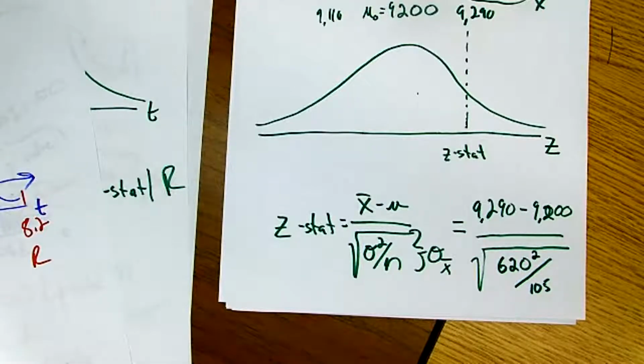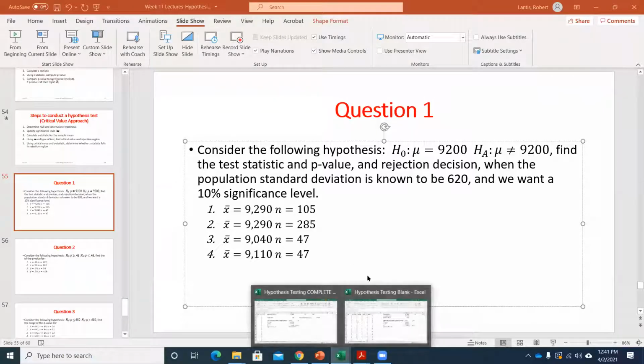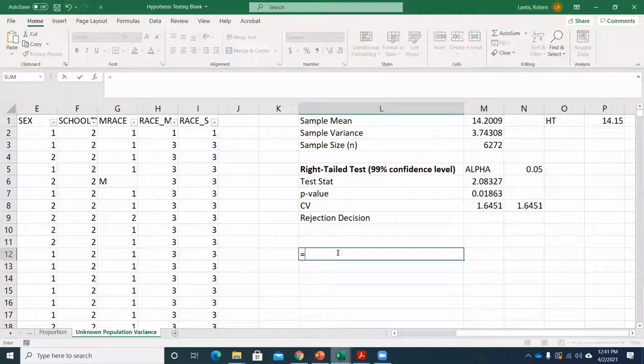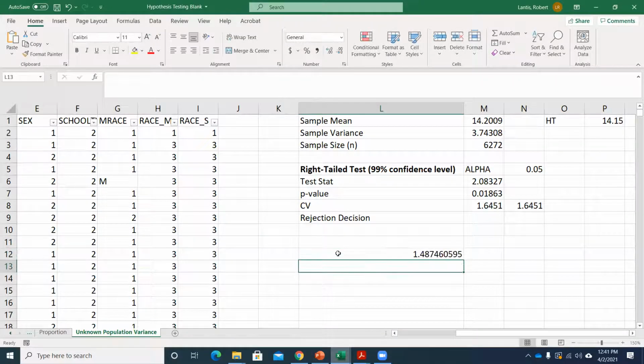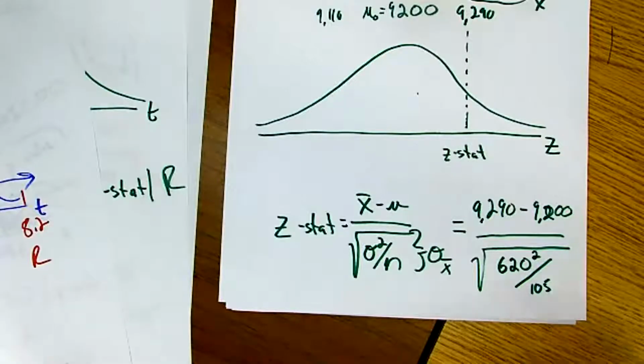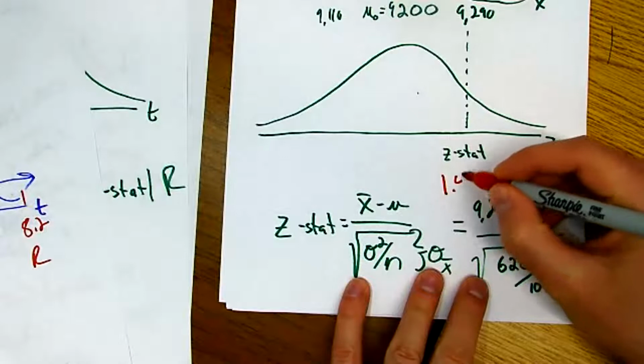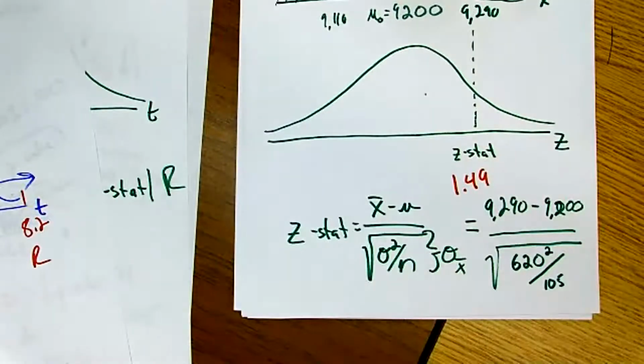So once we get everything plugged in here, this should give us our test statistic value, right? I don't know this off the top of my head, so let Excel do a little math for us, right? We got 9,290 minus 9,200 divided by the square root of 620 squared divided by 105. So about 1.49. We'll call that 1.49. So 1.49 is my test statistic.